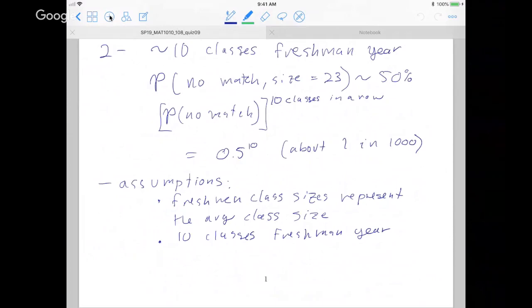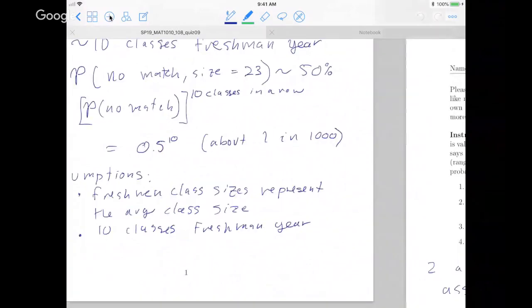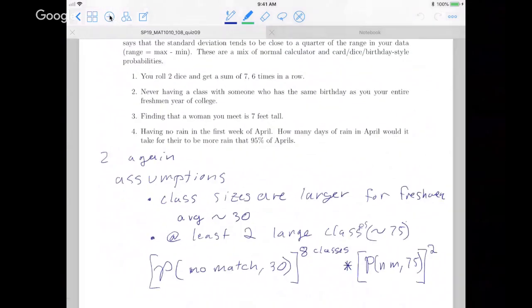What are my assumptions for this problem? My assumptions are that freshman class sizes represent average class size, I don't know about that, and that there are 10 classes in the freshman year, which I'm pretty comfortable with. Okay, so let's try it again.